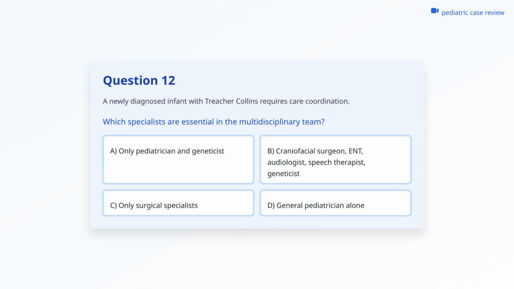Comprehensive care requires extensive multidisciplinary collaboration. Essential team members include craniofacial surgeons, ENT specialists, audiologists, speech-language pathologists, geneticists, and feeding specialists. Psychosocial support is equally important. Regular coordinated team evaluations ensure optimal outcomes. This lifelong approach addresses medical, surgical, developmental, and psychosocial needs throughout growth and development.